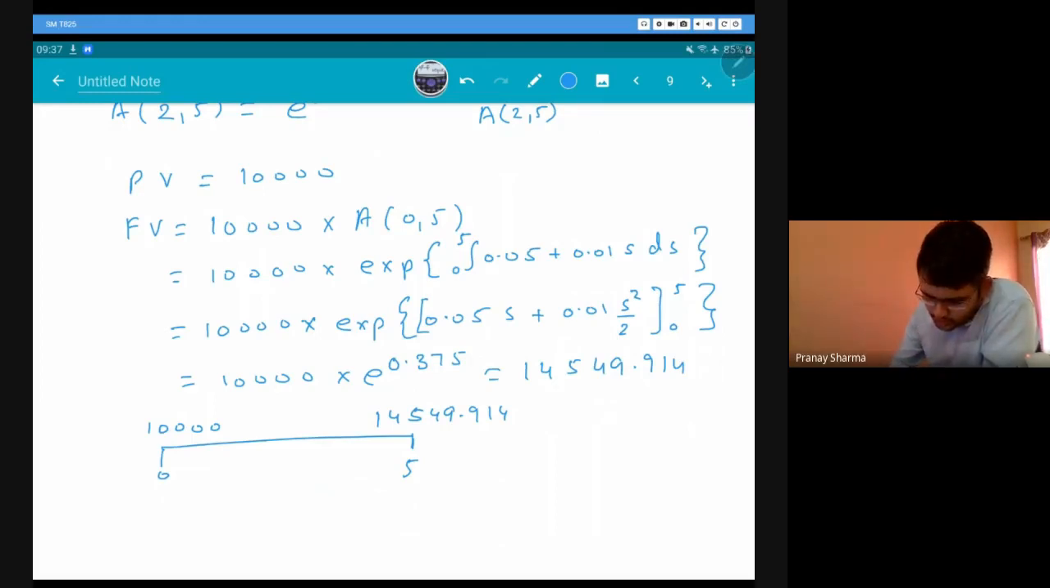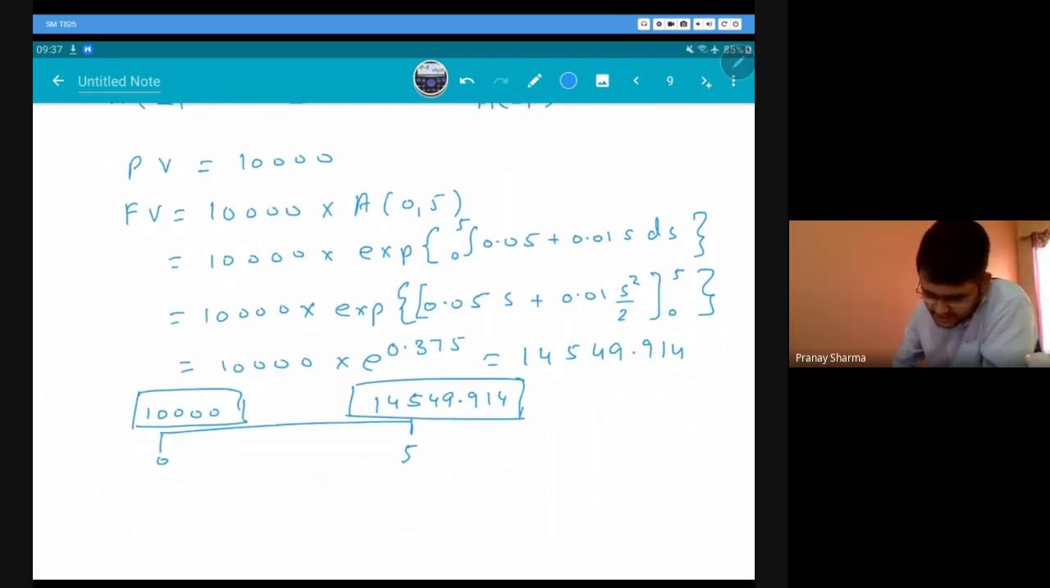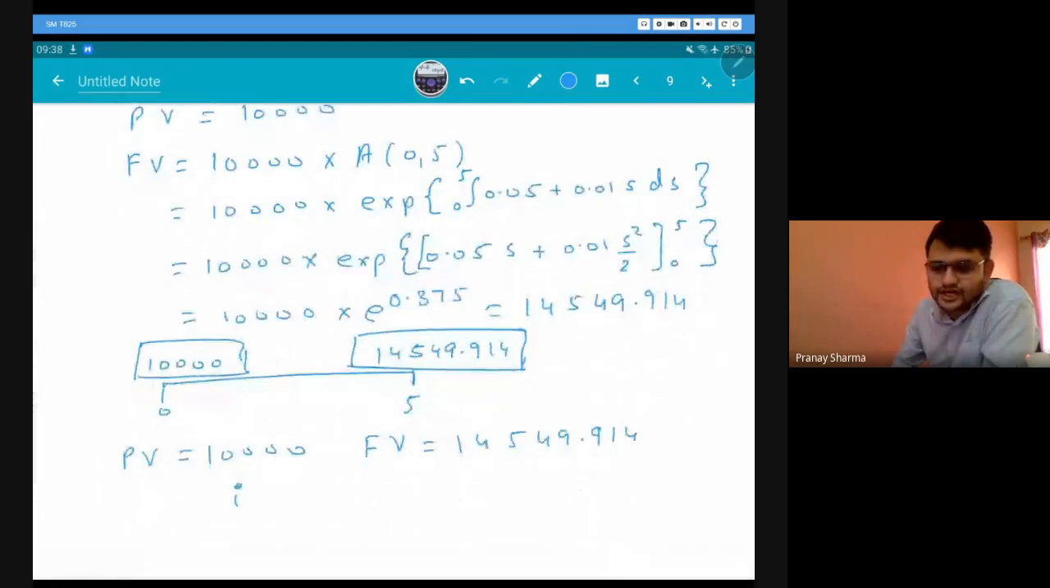So you know that you invested 10,000 rupees and you earned this much money, returned this much money. So how much did you earn as interest? So you will say my present value was 10,000. My future value was 14549.914. How much average rate of return that you earned?